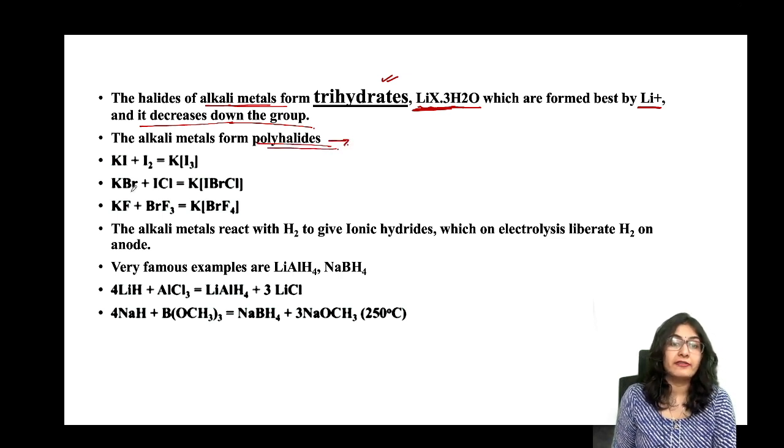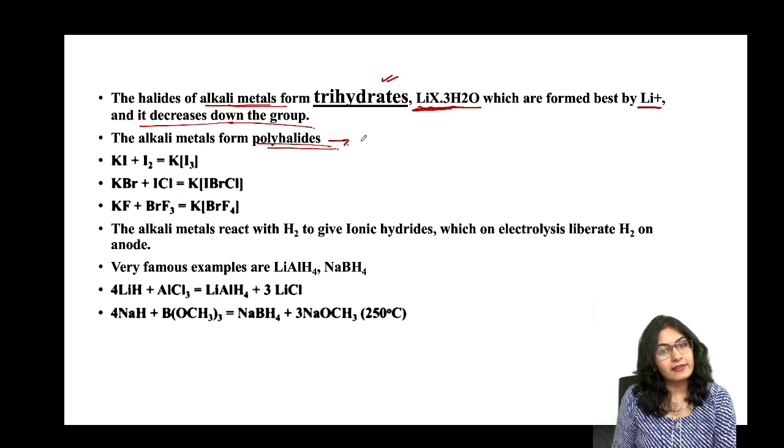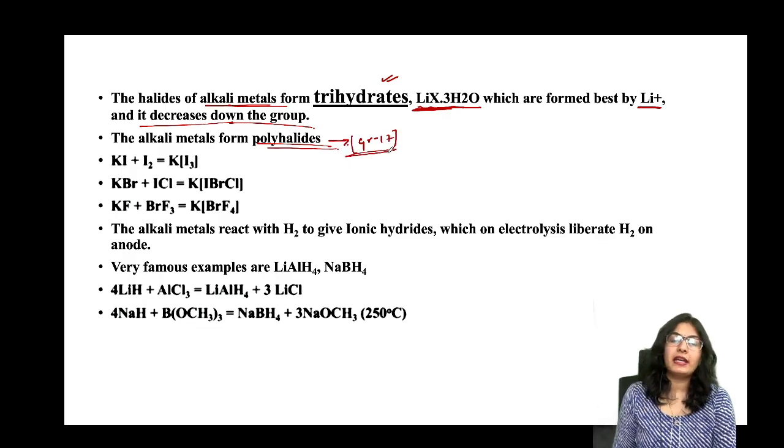polyhalides. See, very important. What are polyhalides? You'll also study this in group 17, because there are many types of polyhalides. There are neutral polyhalides, anionic and cationic polyhalides. Okay, so potassium iodide, when reacting with I2, forms KI3 over here, in which I3 minus is basically a linear structure.